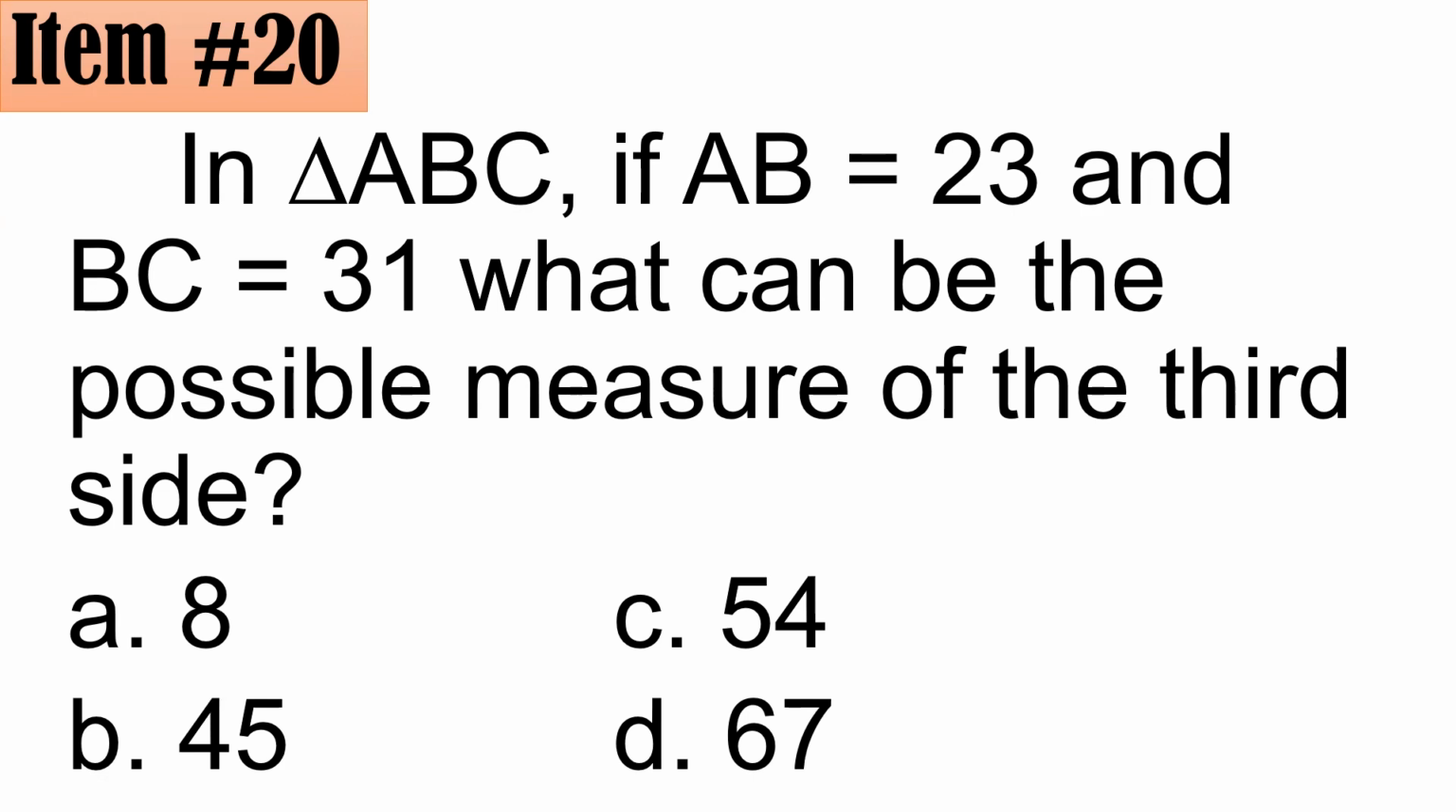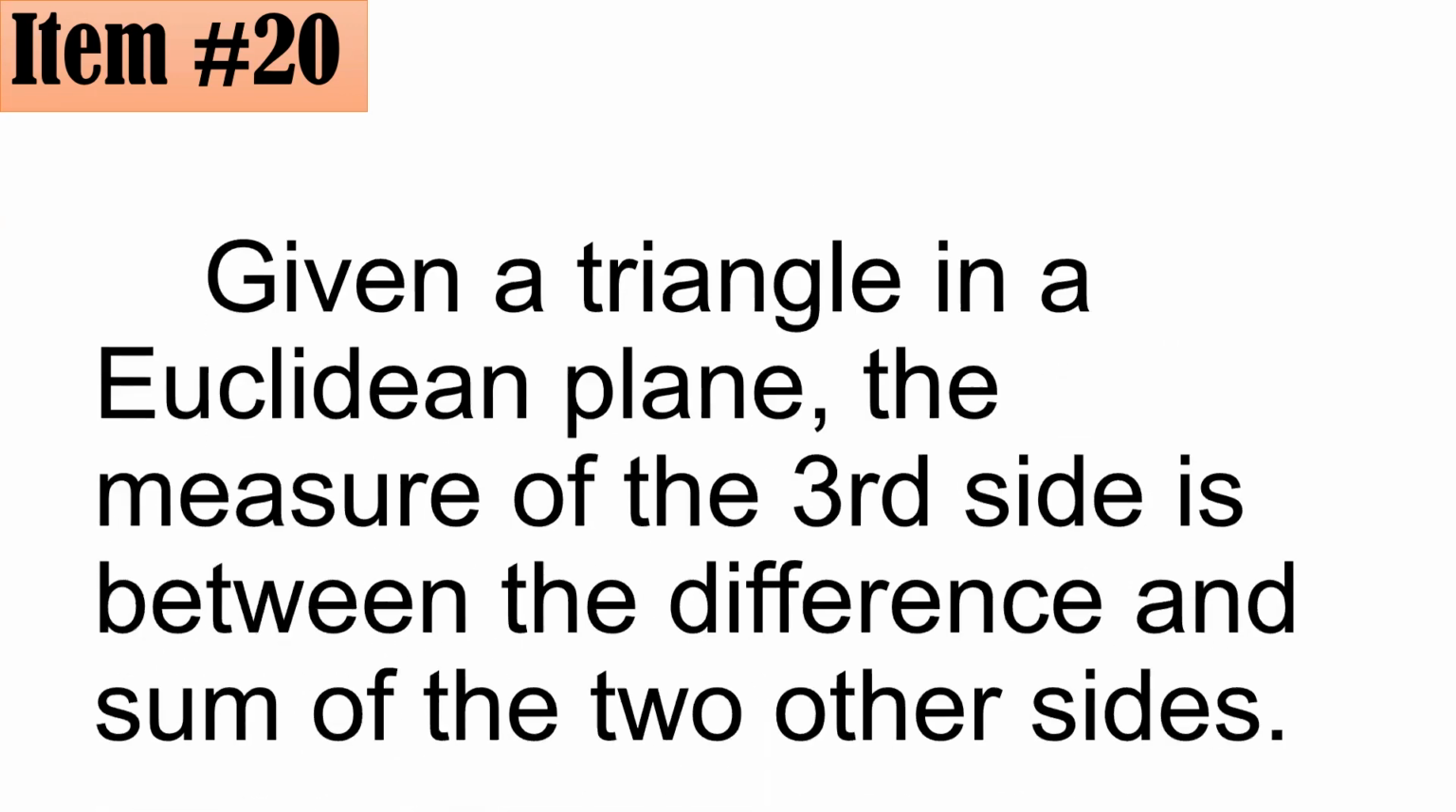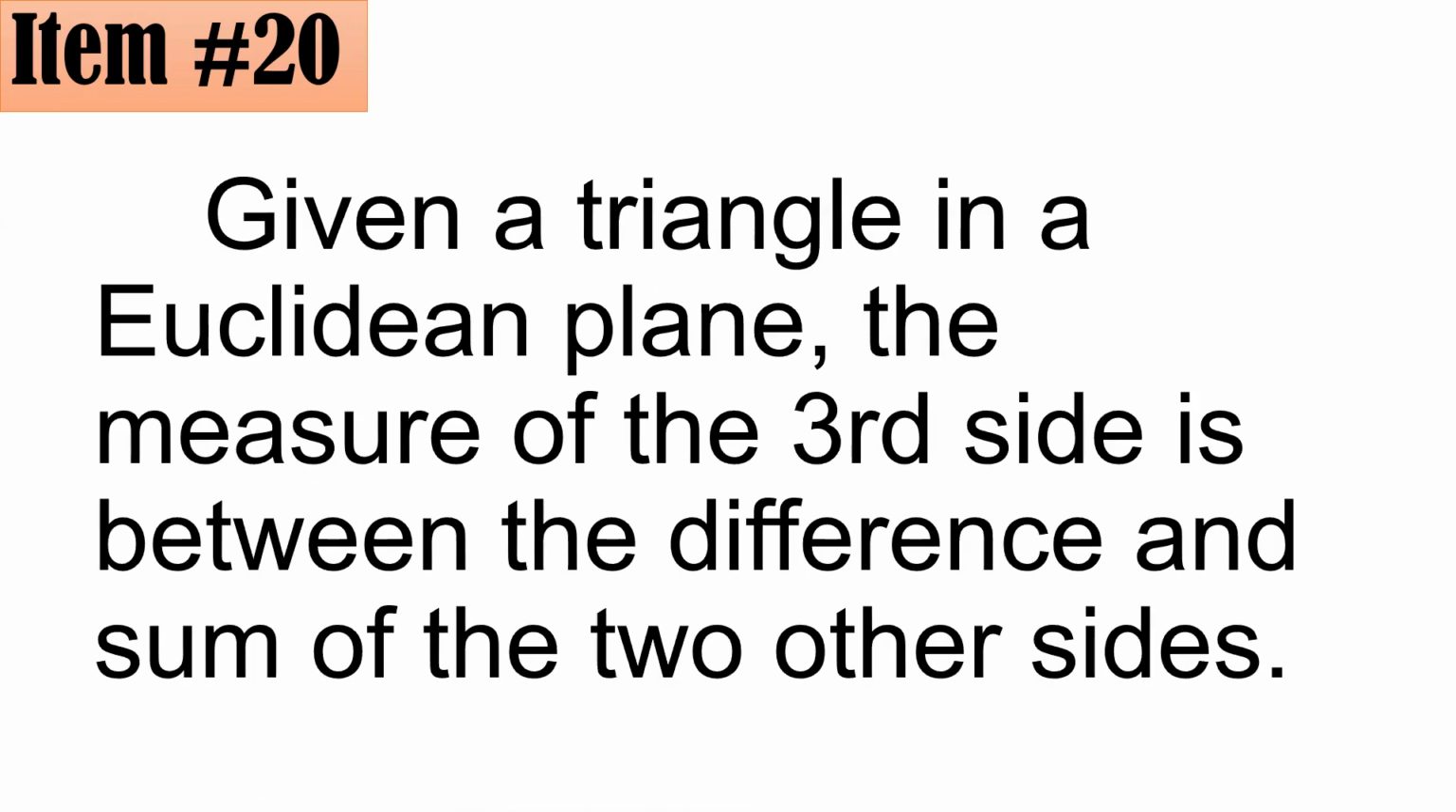Check po natin kung tama kayo. Okay, tandaan po natin ito. Tandaan po natin, ha? Given a triangle in a Euclidean plane, the measure of the third side, no, or of the missing side is always between the difference and the sum of the other two sides. Take note, I'm talking about the absolute difference, no? Meaning, dapat hindi po siya pwede maging negative, okay? So kung negative man yung sagot ninyo sa difference, dapat i-absolute value mo siya. Tandaan po natin, ha? The third side is always between the difference and the sum of the two other sides.